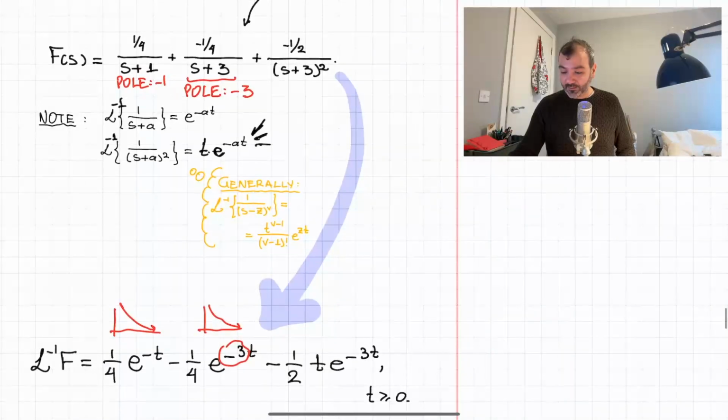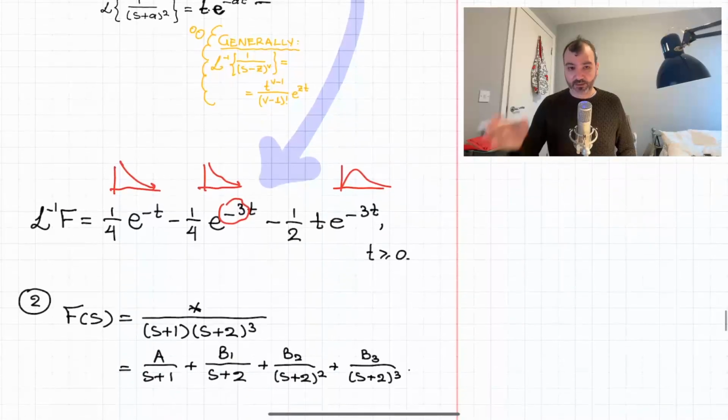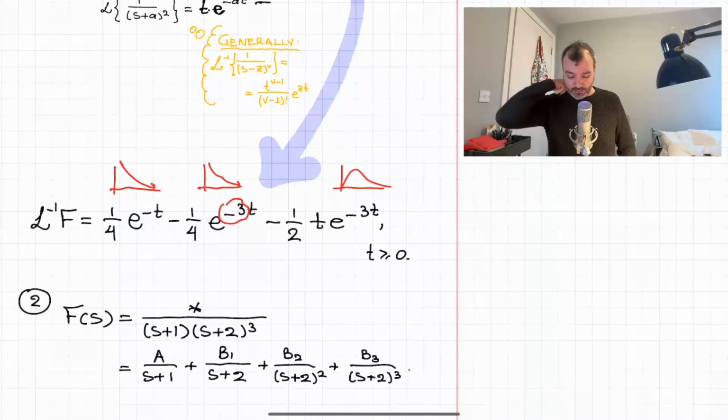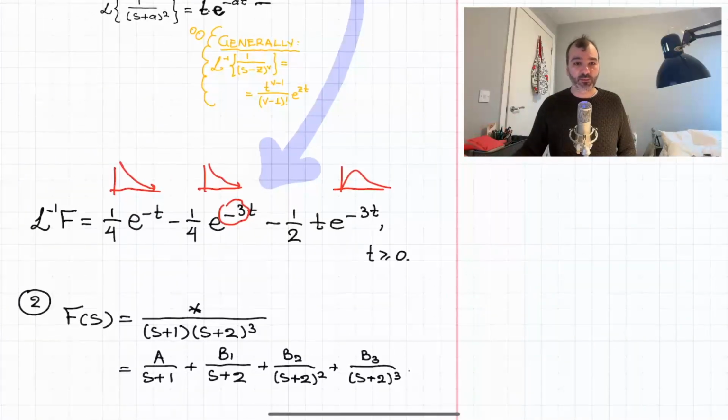And in the third term, you have s plus 3 squared, so you have again minus 3 in the exponent, but you have times t. Well, okay, this is again a term that goes down to 0. It behaves like this, and then it drops exponentially. Right, so that was the case where you have multiple poles.